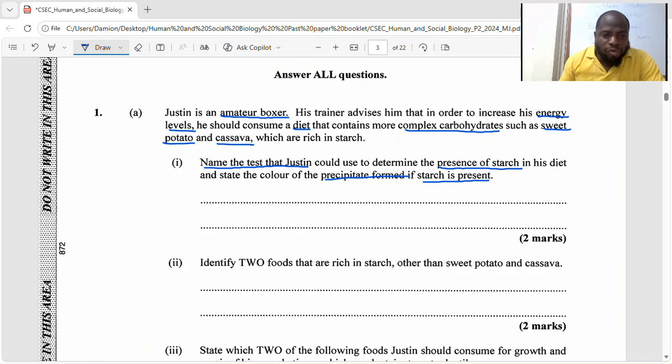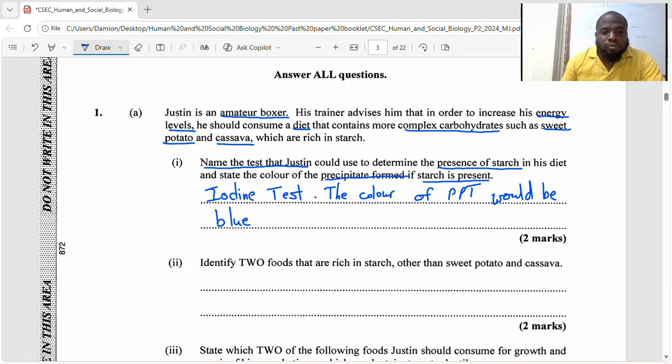So the test would have been the iodine test. And of course, the color of the precipitate, and we're just using PPT for short, the precipitate would be blue-black. And this indicates that starch is present in the food.